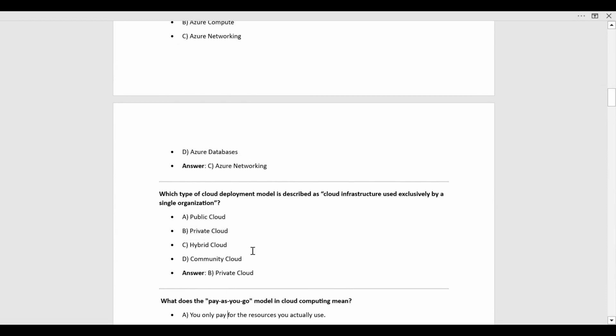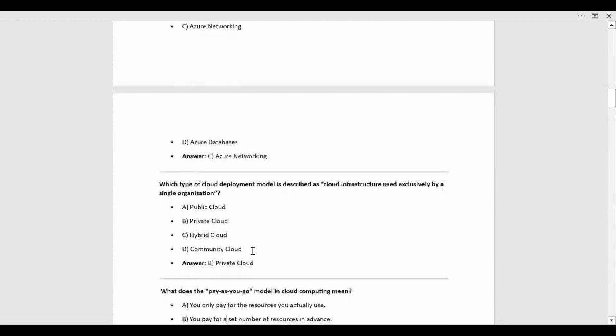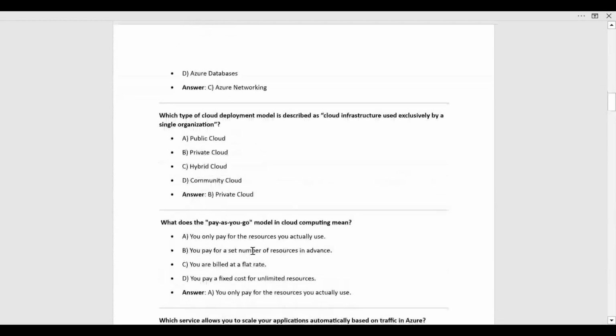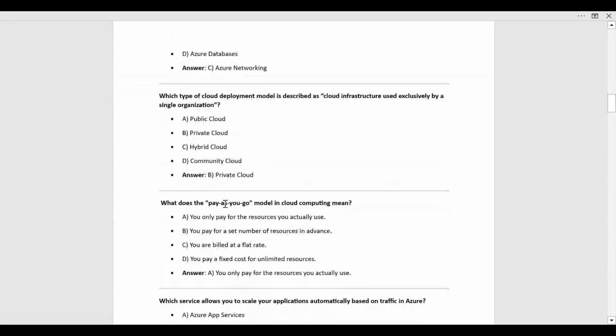Next question. What does the pay as you go model in cloud computing mean? So they are asking what this term means. They have given four options to you. That is, you only pay for the resources you actually use. That is, whatever you have utilized, that only you are going to pay. Second option is you pay for a set number of resources in advance. You are going to pay something in advance. That is option number two.